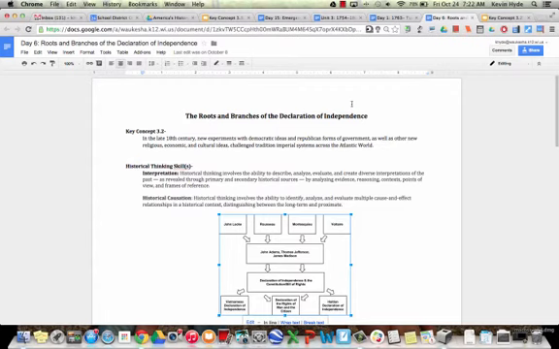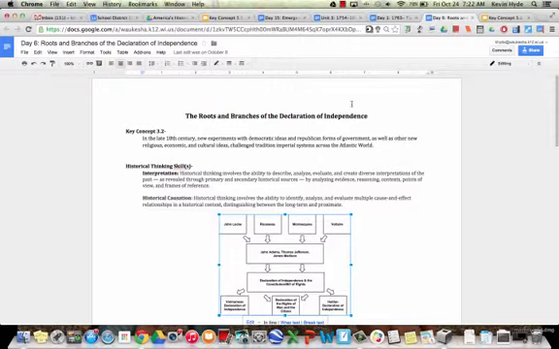Hey everyone, thank you for tuning in for a little formative feedback on the roots of the Declaration of Independence and the branches of the Declaration of Independence. So we're on key concept 3.2 here again, and we're going to be focusing today on the historical thinking skills of interpretation and historical causation. So let's real quickly read those and once again figure out what these historical skills are asking us.